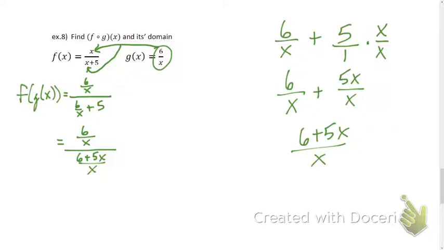Now at this point, you may see exactly what the answer is, but let's go slow, step by step. If you have a fraction over a fraction, you write the top, the numerator, and you multiply by the reciprocal. And the x's cancel out. And finally, we're left with 6 over 6 plus 5x.